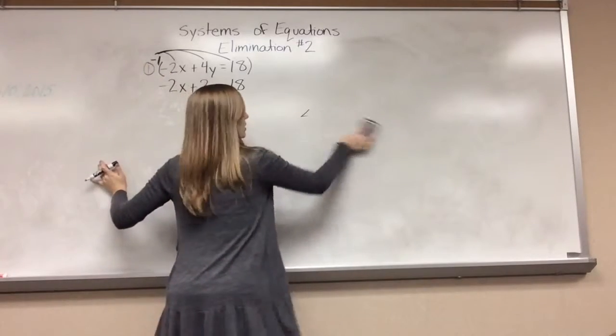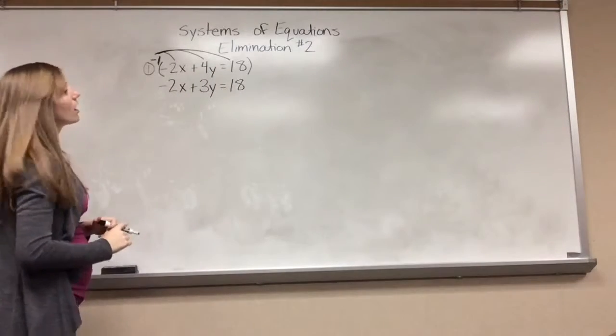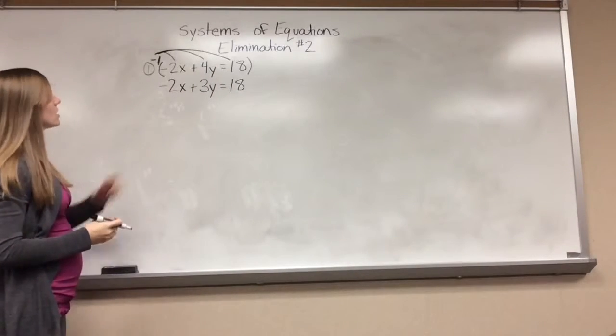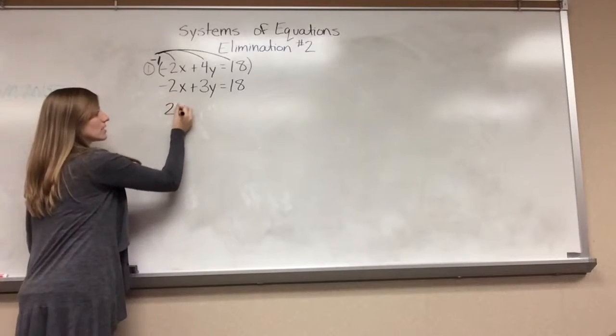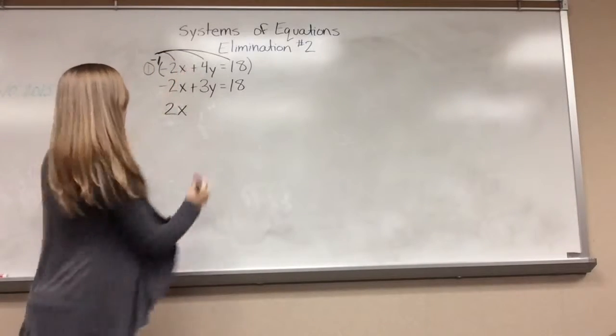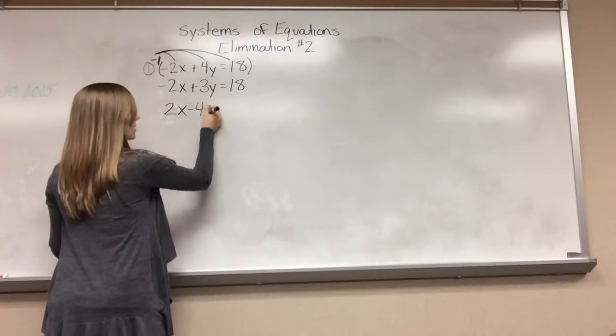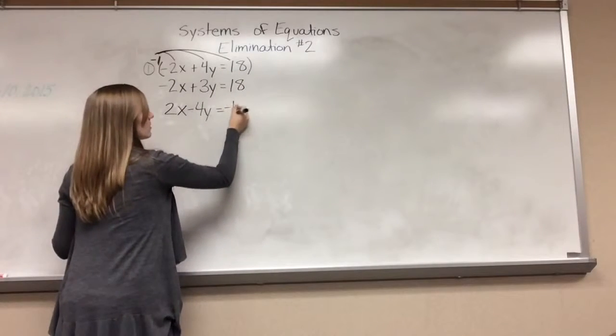So that's how we're going to get around this little trick here, the fact that the letters do not have different signs. So negative 1 times negative 2x gives me a positive 2x. I'm just going to rewrite this whole equation. Negative 1 times 4y is negative 4y, equals negative 1 times 18, which is negative 18.